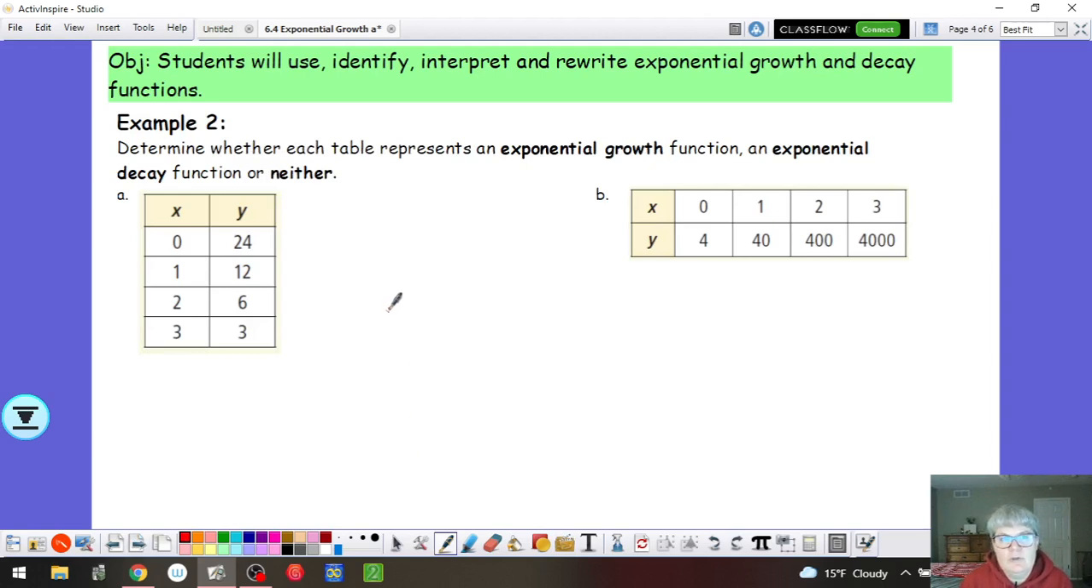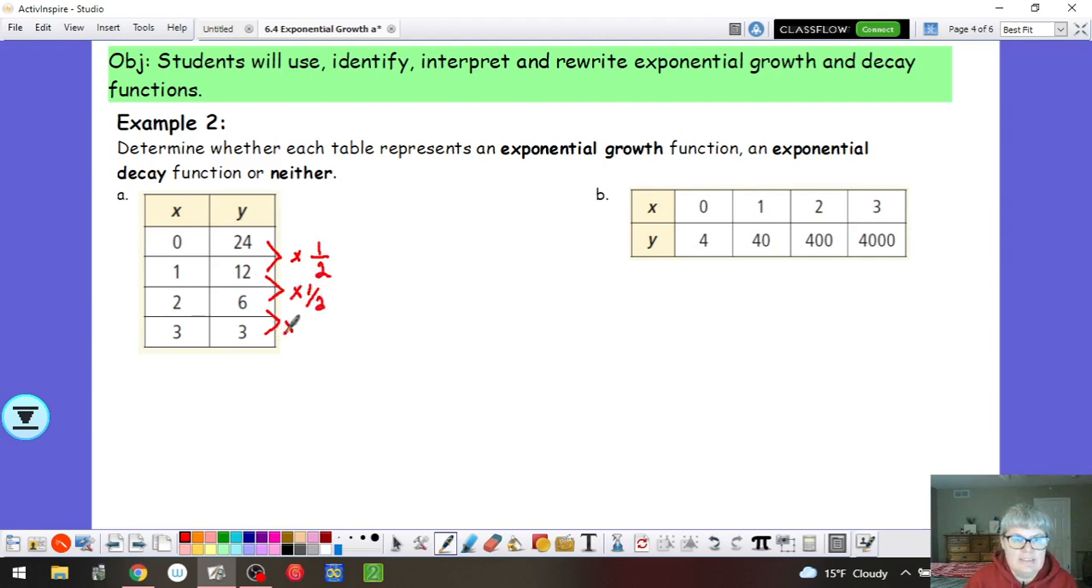So we're going to determine whether each table represents an exponential growth function, an exponential decay function, or neither. So as long as our intervals of time, or x, are the same, we can look to see, is there something I can multiply by to get my next value? So 24 to 12. Well, I know 12 is half of 24. Many of you may be thinking, well, that's a division. But keep in mind, we can write division as times 1/2. If I take 12 times 1/2, I will get 6.